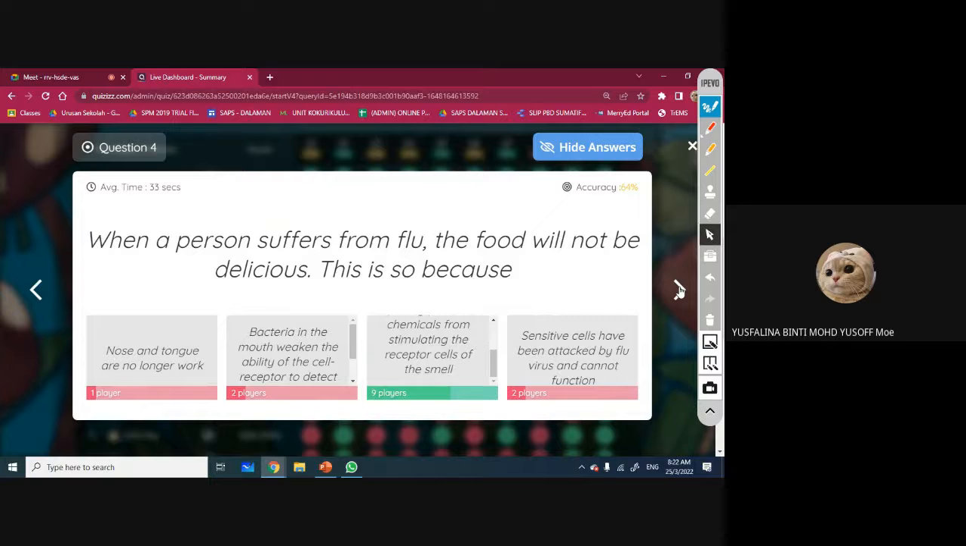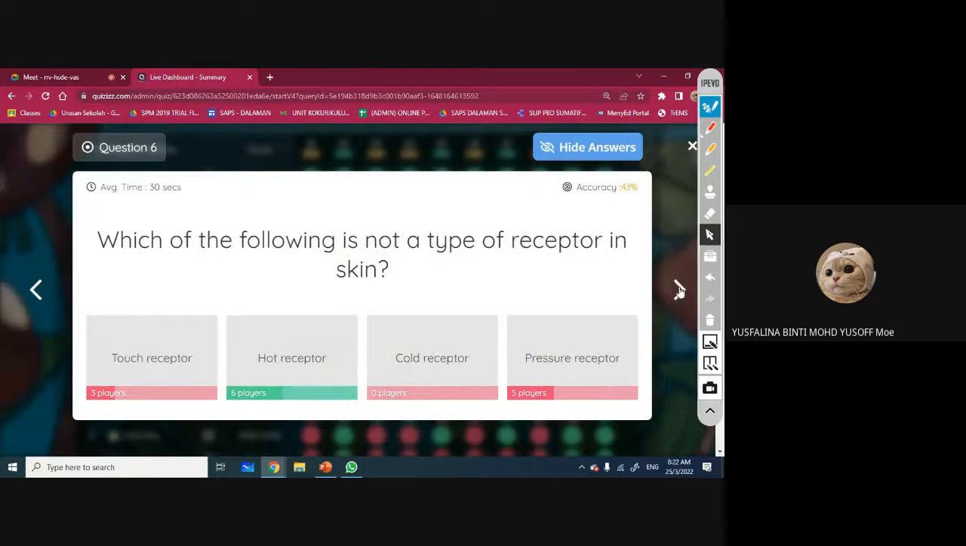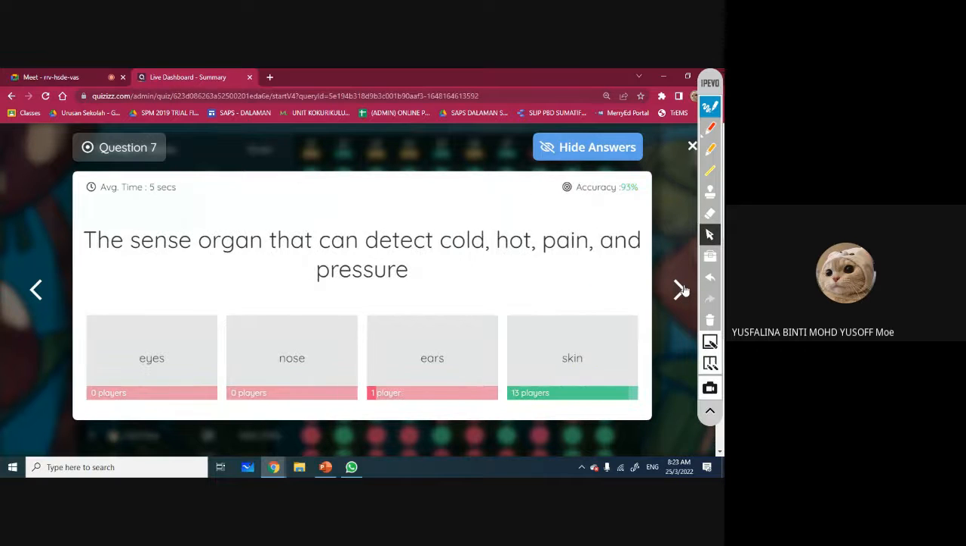Very good for the 9th student. I mean, you were listening to what I said. Which of the following is not a type of receptor? The answer is hot. It's not hot, it's heat. Heat receptor, not hot receptor. Yes, there is the pressure receptor. Remember the furthest one? This is skin, right? Ears are for sound.